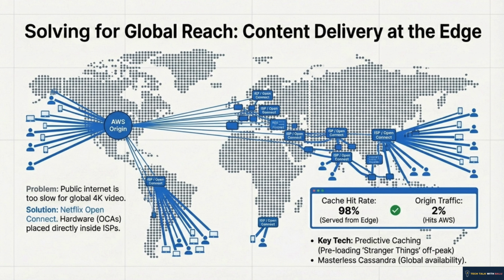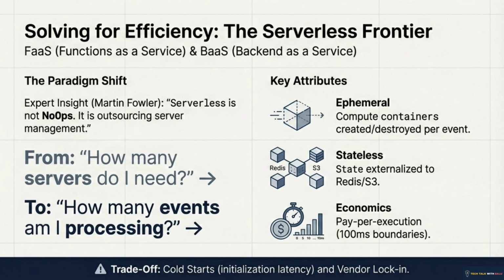They use predictive caching to preload shows people are likely to watch during off-peak hours. 98% of the content you watch is served from the edge, down the street from your house, not from AWS. So now we are moving from how many servers do I need to how many events am I processing.